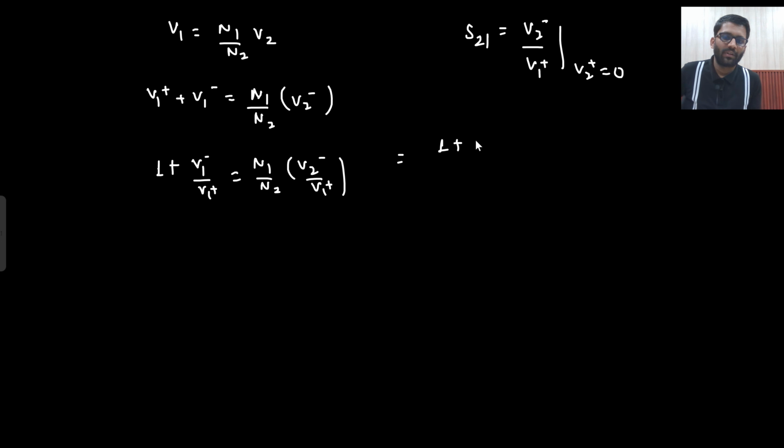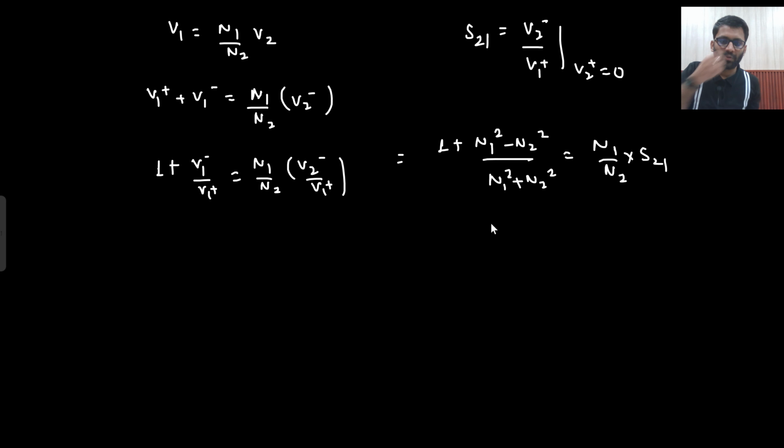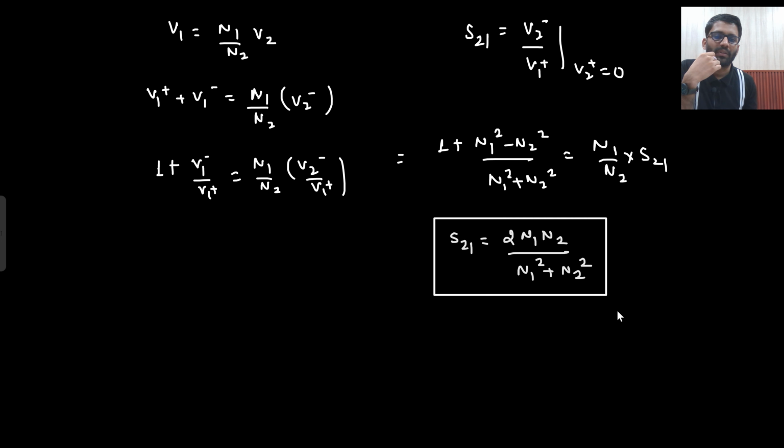That is equal to N1 square minus N2 square divided by N1 square plus N2 square, which is equal to N1 by N2 into S21. So from here, what do you get for S21? This will be 2N1 N2. S21 we are getting is 2N1 N2 upon N1 square plus N2 square. So this is your S21.